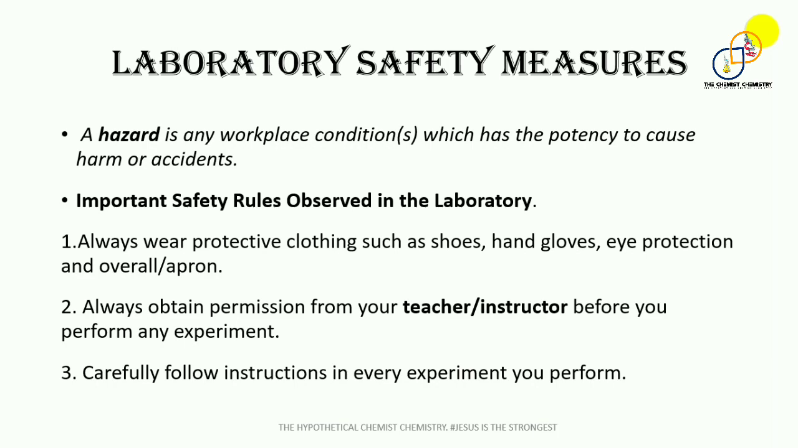Alright, so important safety rules observed in the laboratory. The first point is always wear protective clothing such as shoes or boots, hand gloves, eye protection, and overall, which is also termed as apron. The chemist must always make sure he has all these things in place before he starts performing any experiment in the laboratory.